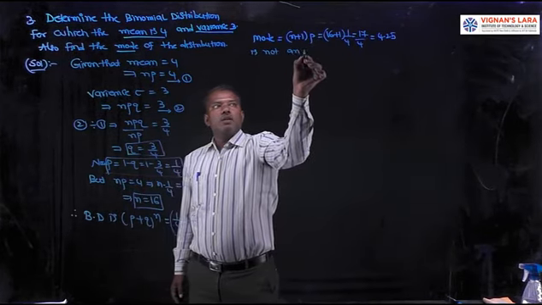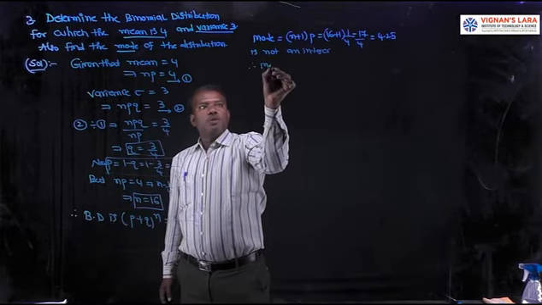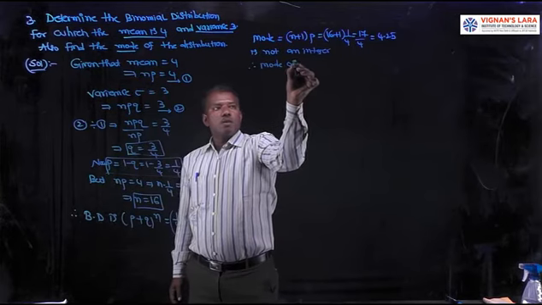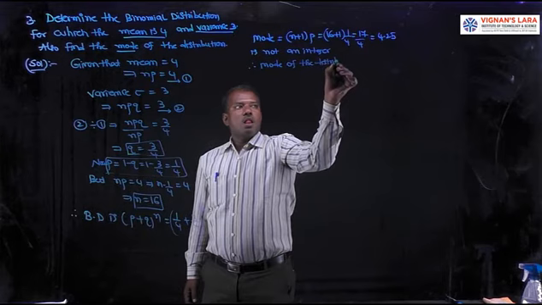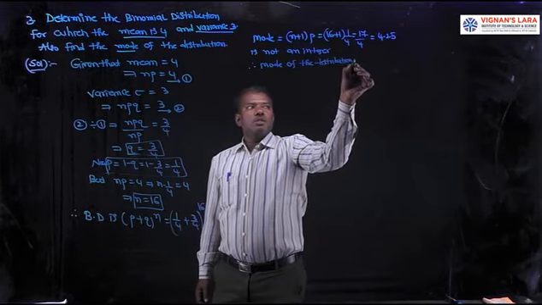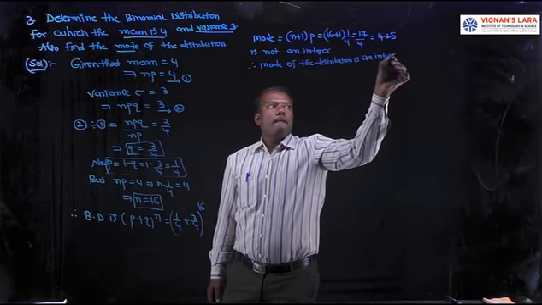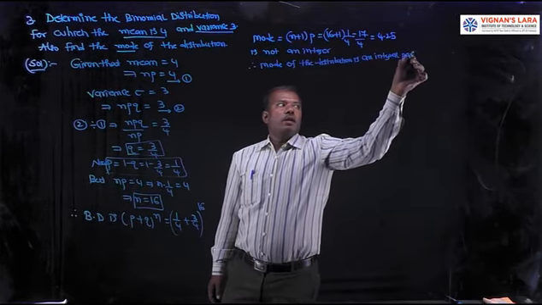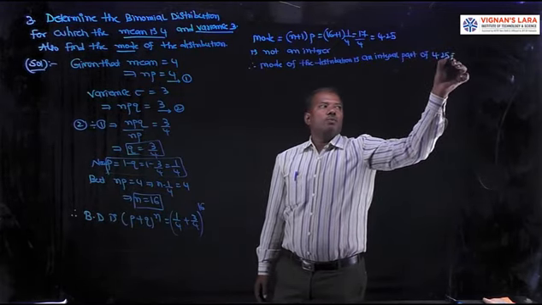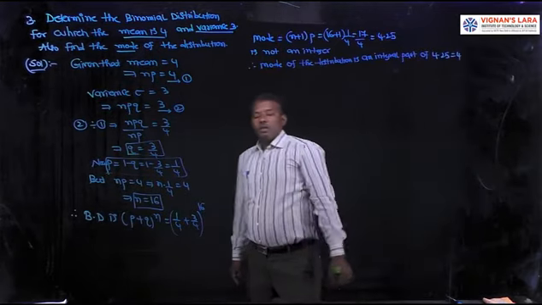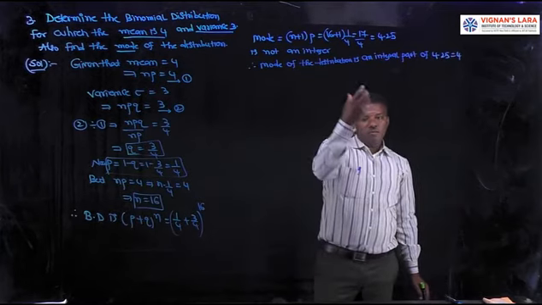4.25 is not an integer. Therefore, the mode of the distribution is the integral part of 4.25. The integral part of 4.25 is 4. If (n+1)p is not an integer, then the mode is the integral part of that value.